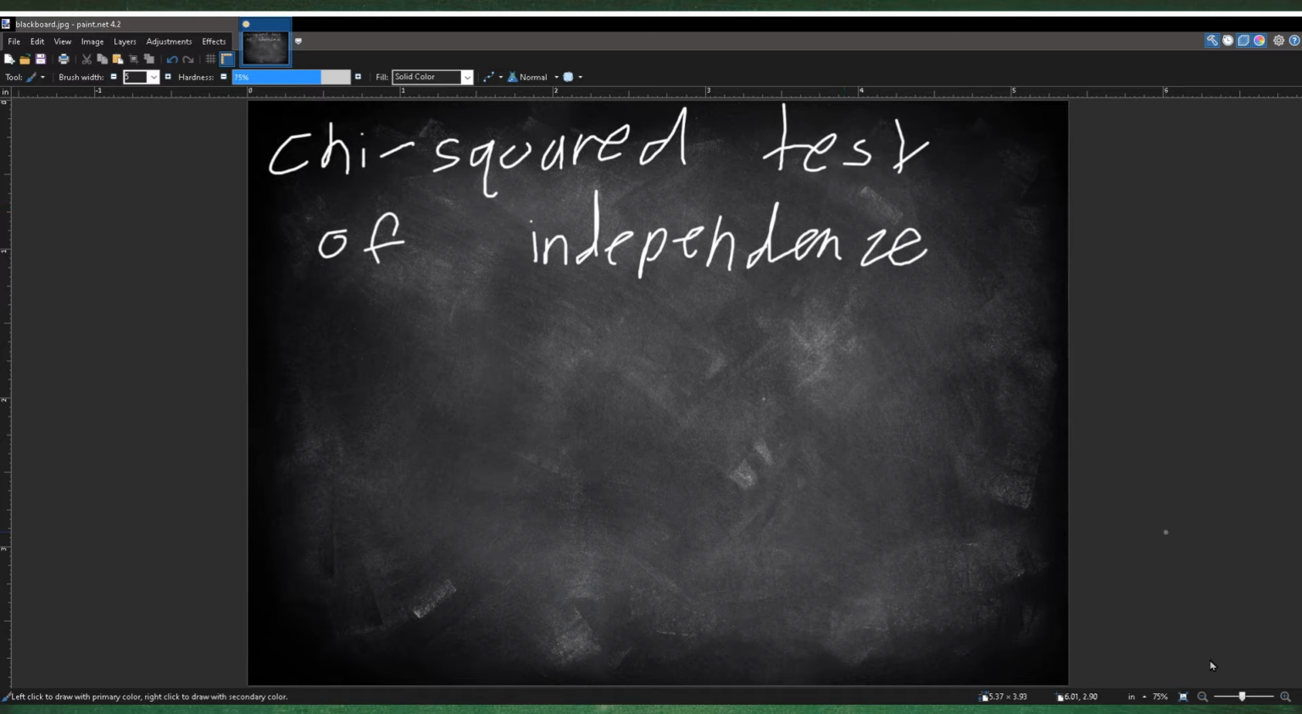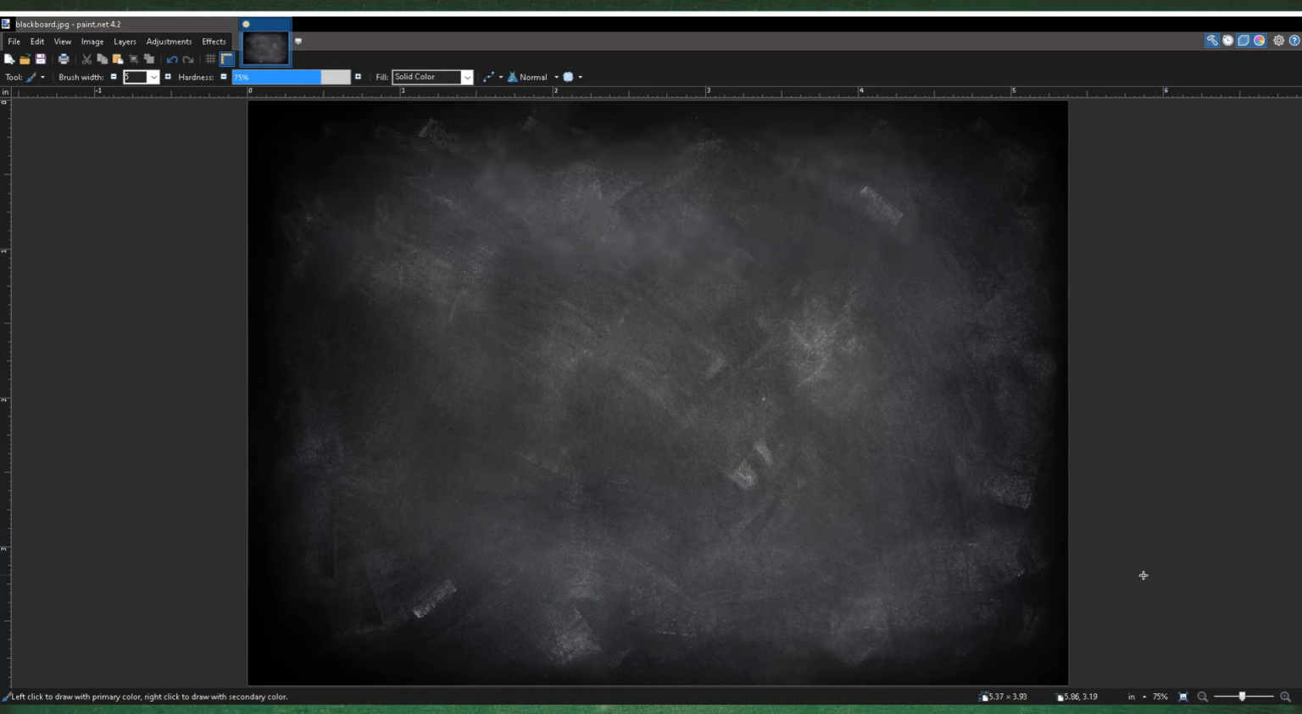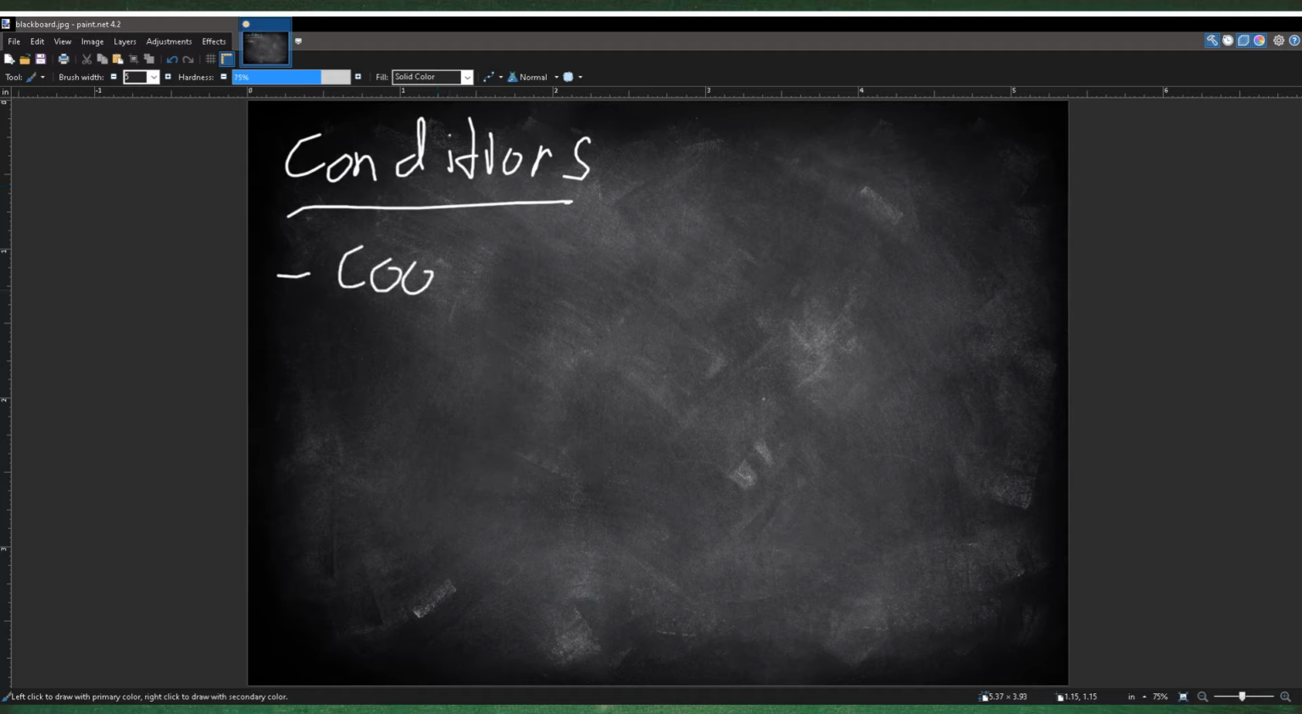So first up, you always want to check the conditions. This is similar to the goodness of fit and the chi-square test of homogeneity. So you have count data, so the data could be counted. If you are given red, blue, and green marbles, you should be able to count the amount of red, the amount of blue, and the amount of green marbles.